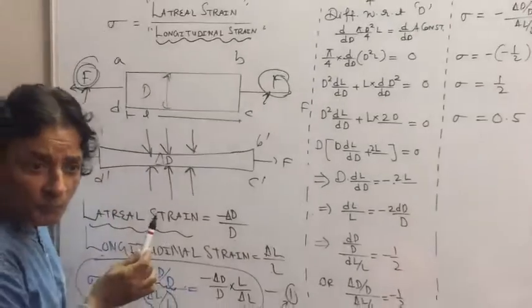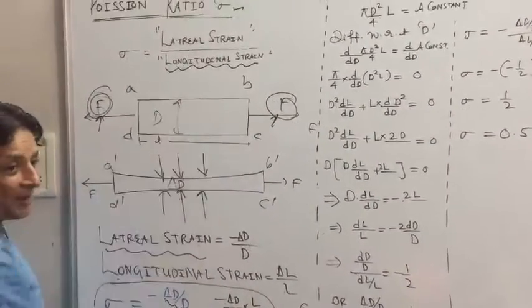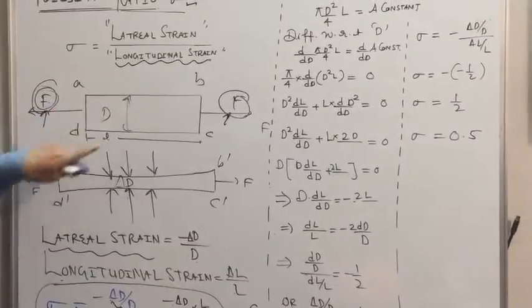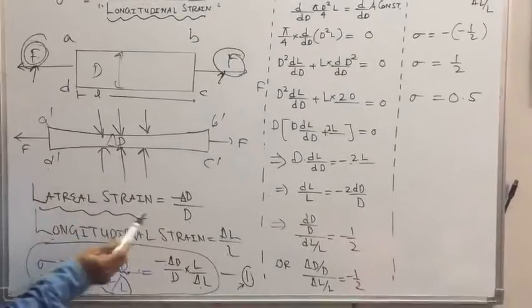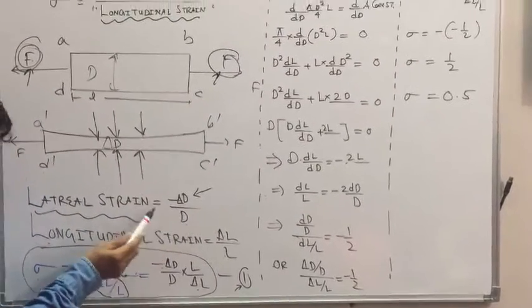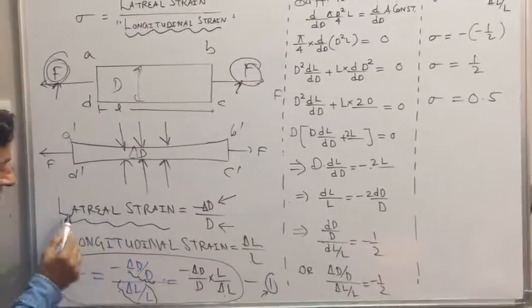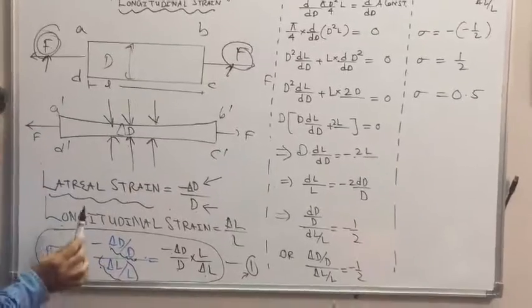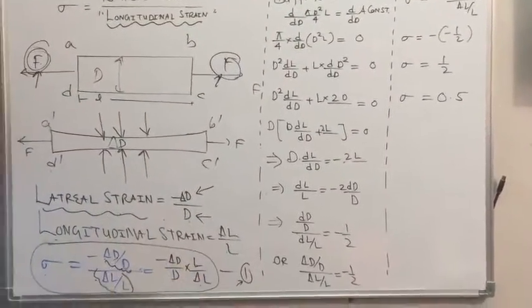What do you observe? You observe that there is a change in its diameter. It has decreased. Now, the change in diameter is minus delta D. Why negative sign? Because it has decreased. The change in diameter to the original diameter is called lateral strain. What is longitudinal strain? It is delta L by L.